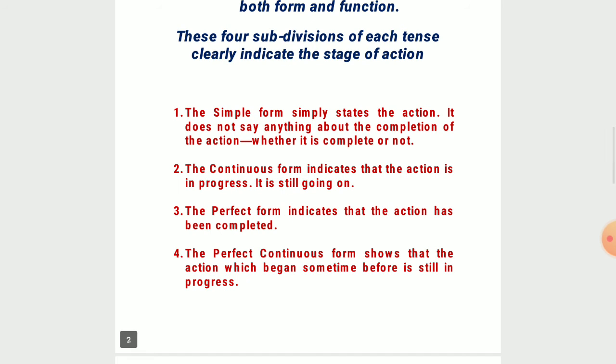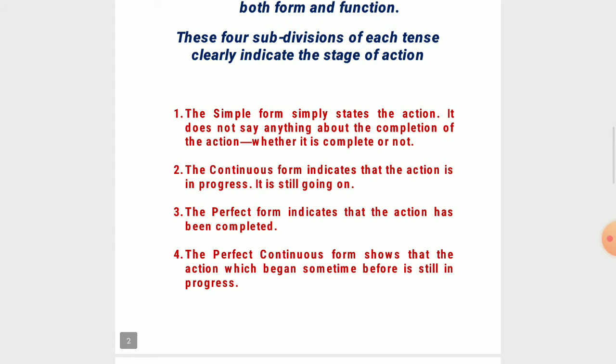The perfect continuous form shows that the action began sometime before and is still in progress. Now the perfect continuous form states that the action that started way back earlier is still going on, or we can say it is still in progress. So that is the perfect continuous form.